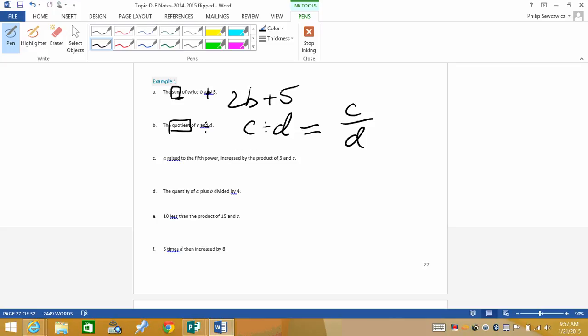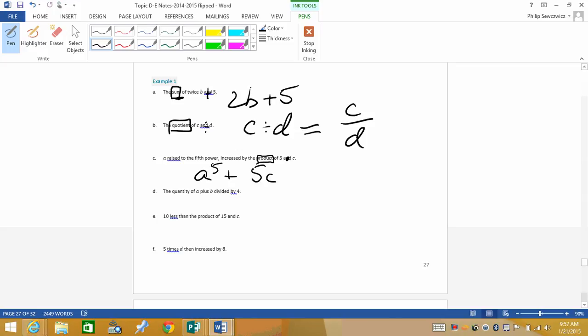All right, so we've got a raised to the 5th power increased by the product of 5 and c. Again, pause, try something. So a raised to the 5th power. I'm noticing there's a comma there, which is going to make me separate what's going on. So let's take a, let's raise it to the 5th power. Increased by the product of 5 and c. Again, product is one of our boxed in words. So the word and will become that multiplication sign. So plus, and when we multiply a number times a letter, remember it is right up against each other. So we do have to watch how we're writing things out.